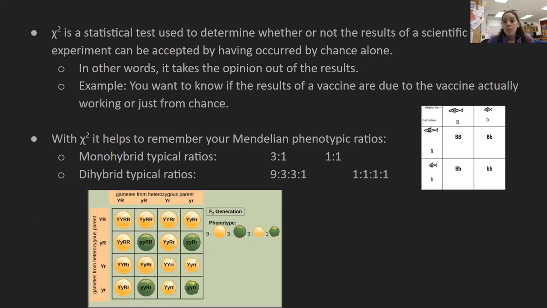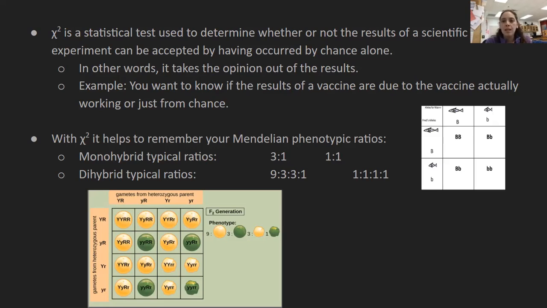So when it comes to genetics, we talked about our Punnett squares and how we have Mendelian genetics and things that are dominant versus recessive. So we're going to be able to use chi-square to see if things follow that Mendelian pattern that we expect, or if there's some sort of non-Mendelian thing going on, like incomplete dominance or linked genes.